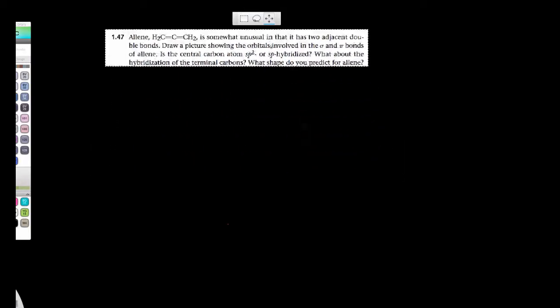Okay, so problem 1.47 is about this molecule called allene. So let's look at allene here. Allene is somewhat unusual because it has two adjacent double bonds. This is a little bit strange, but it's relatively straightforward.